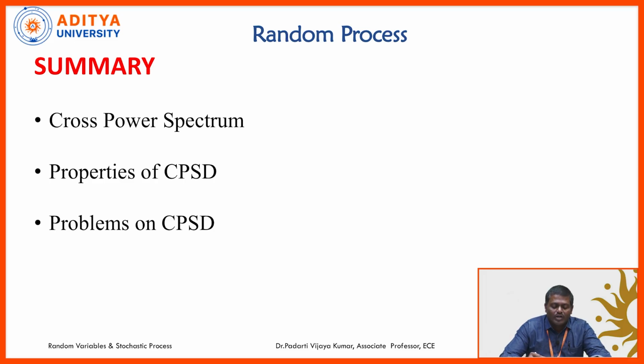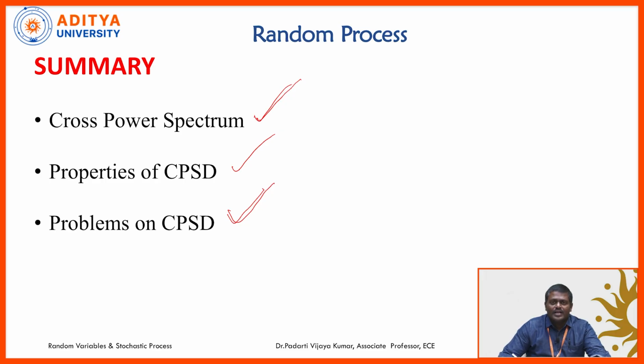So, in this session what we have seen is the mathematical definition of cross power spectral density, and also we have recalled the properties of cross power spectral density, and we applied the concept of cross power spectral density and its properties in solving the problems, and we computed many parameters like cross correlation function, autocorrelation function, cross power spectral density, auto power spectral density, and also average power.